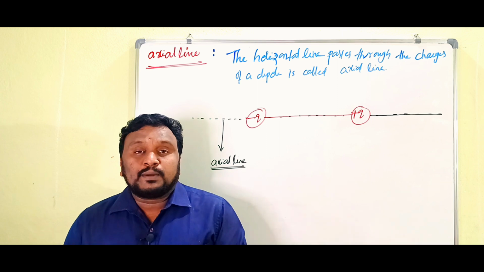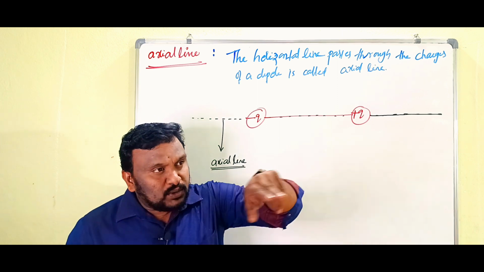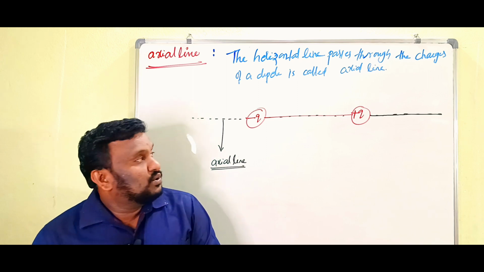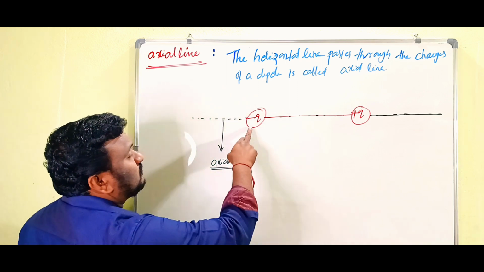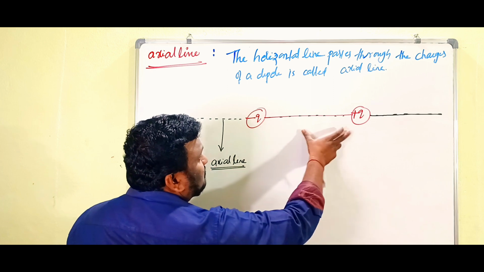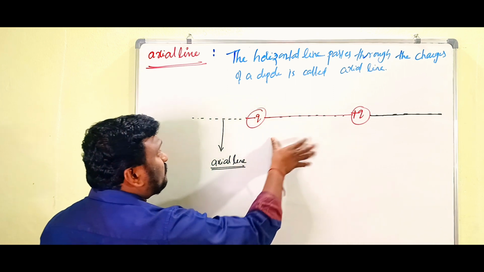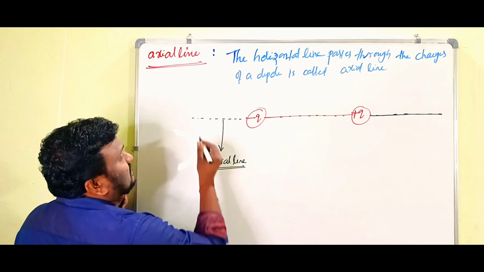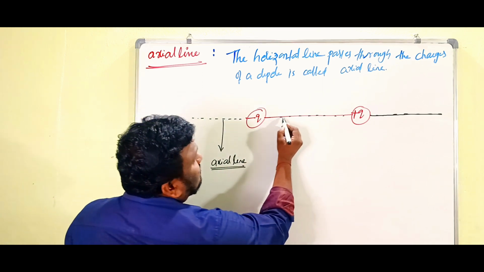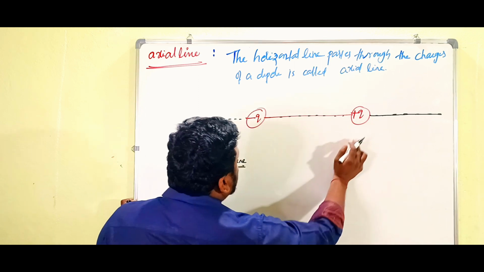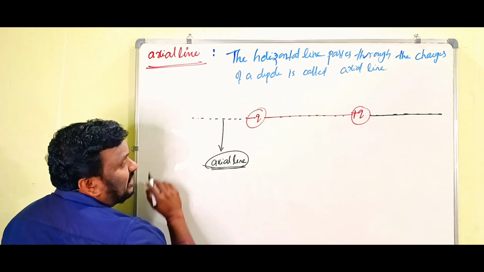When we take a dipole, a horizontal line passing through the two charges of the dipole is called the axial line. Look here, this is the diagram: minus q and plus q, two charges separated by some distance, that's why it is a dipole. Here we are showing some dotted lines. That line passes through the two charges of the dipole, that's why it is called the axial line.